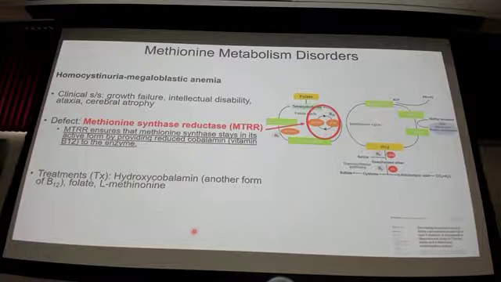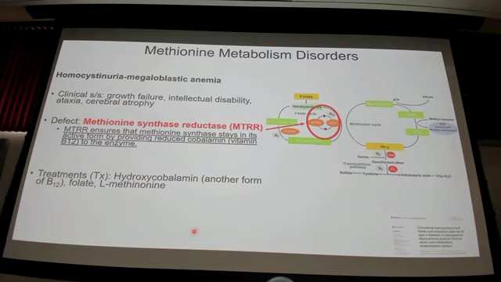Another methionine metabolic disorder is a deficiency in methionine synthase reductase. This enzyme ensures that methionine synthase stays in the active form, providing reduced vitamin B12 to the enzyme. And again, any deficiencies in the enzymes in these pathways, you're going to see the potential for intellectual disabilities because these enzymes or this pathway is involved in DNA and protein synthesis.